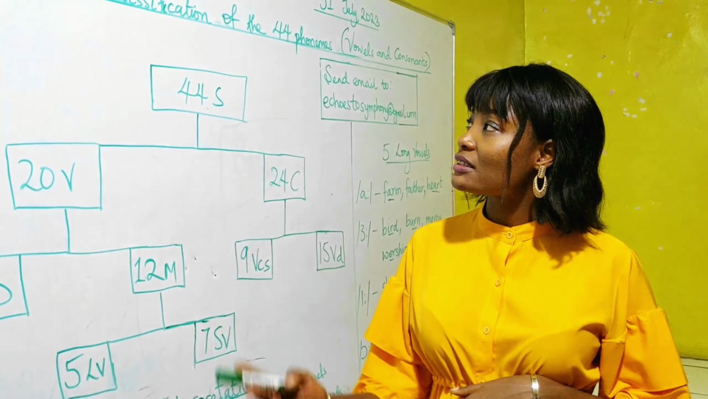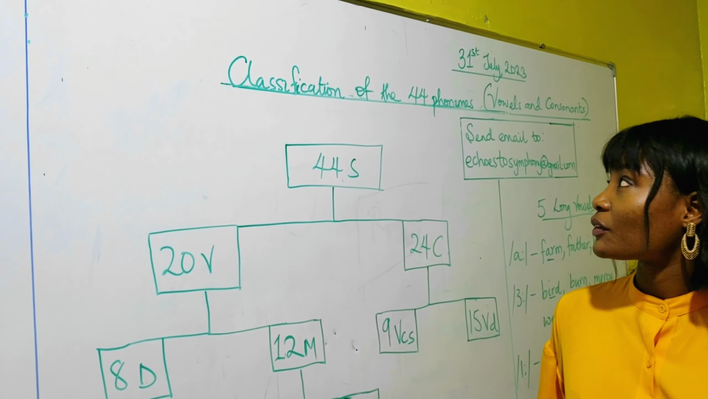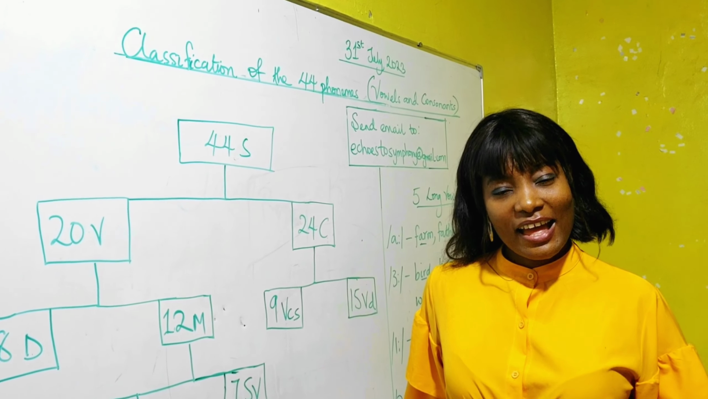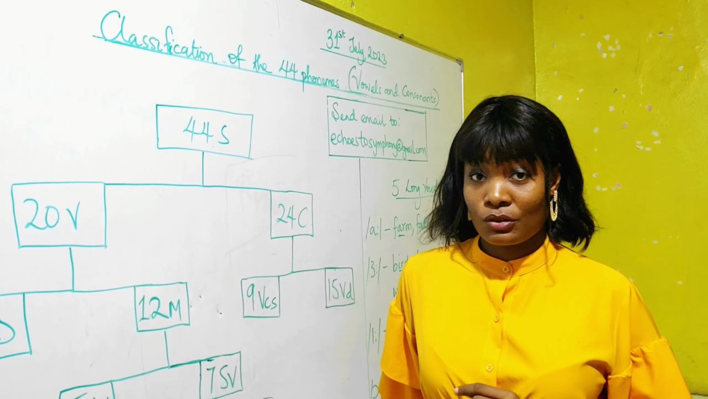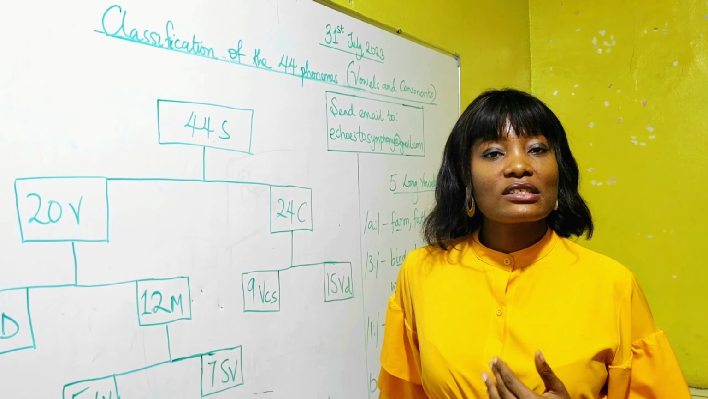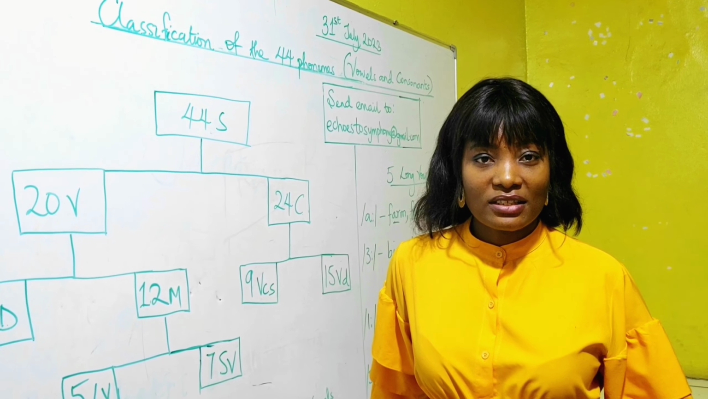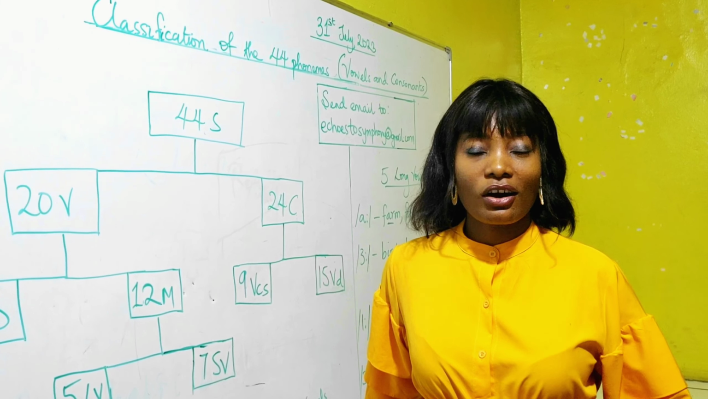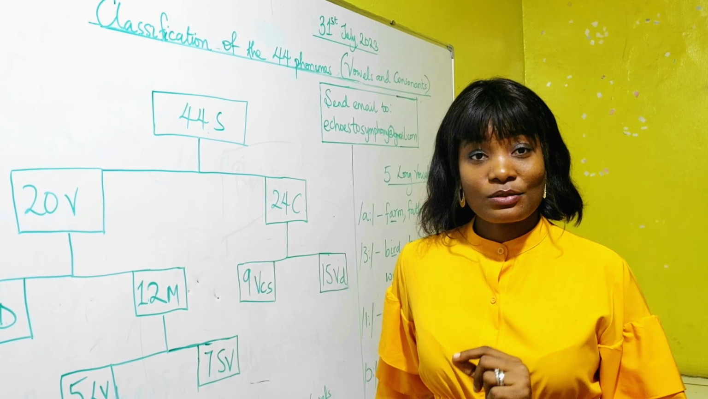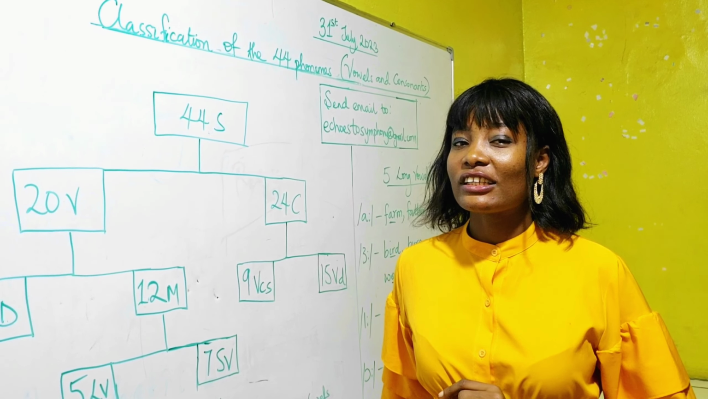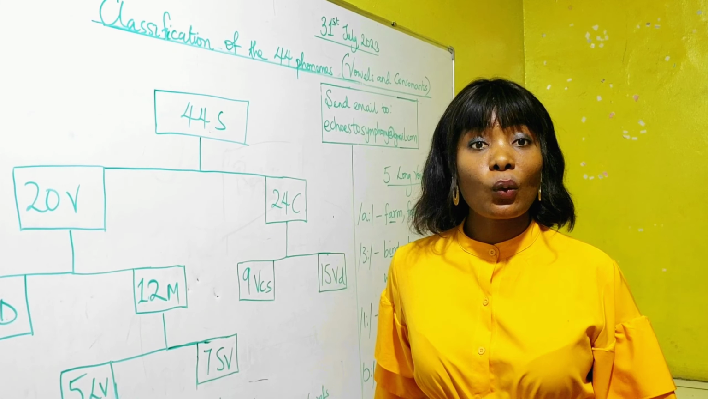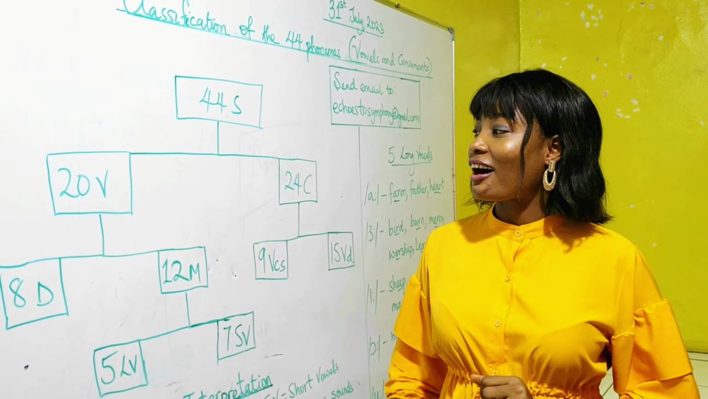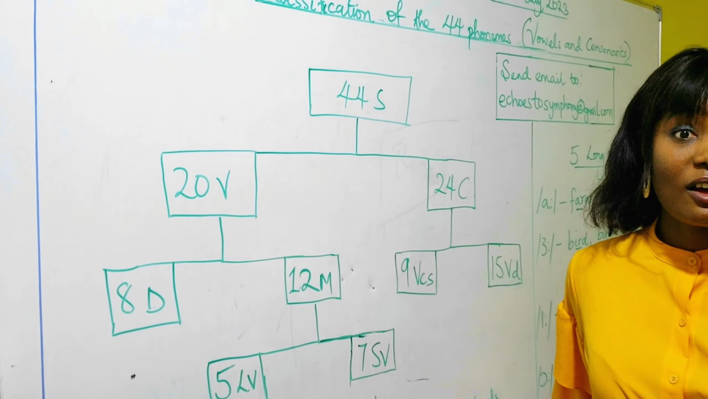Well, today we'll be diving into the topic, classification of the 44 phonemes, vowels and consonants. And this is no ordinary topic. You know why? If you want to develop your speaking prowess, you have to get down to the nitty-gritties of the language, your target language. And in this case, to be a better English speaker, you need to understand and recognize all of the symbols used in speaking English. That is why I have created this topic for us to delve into.